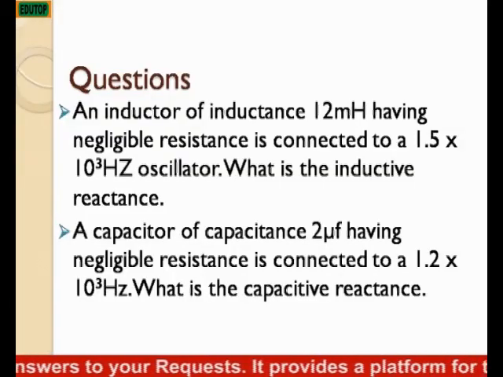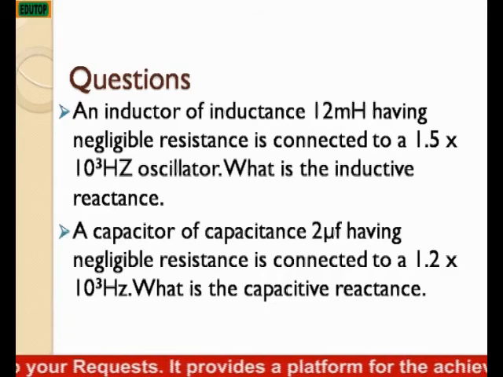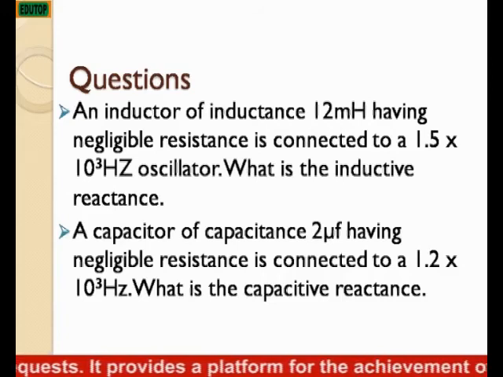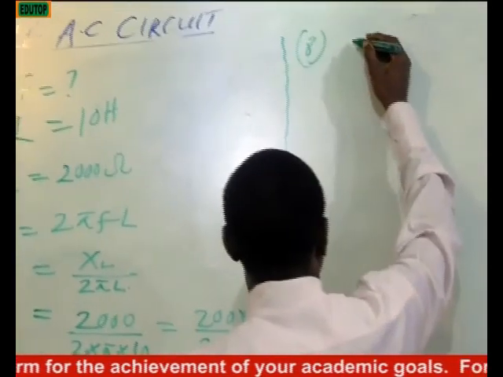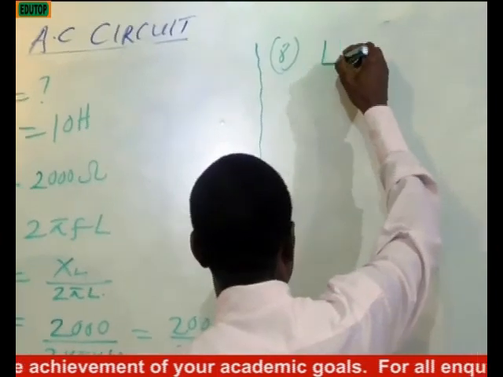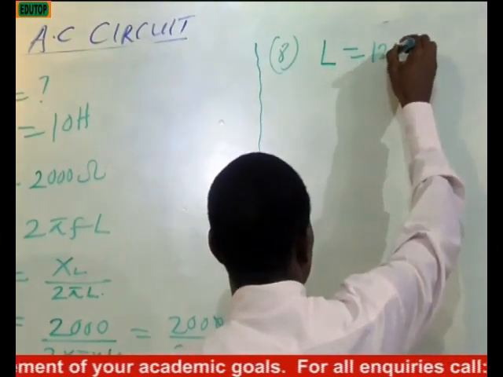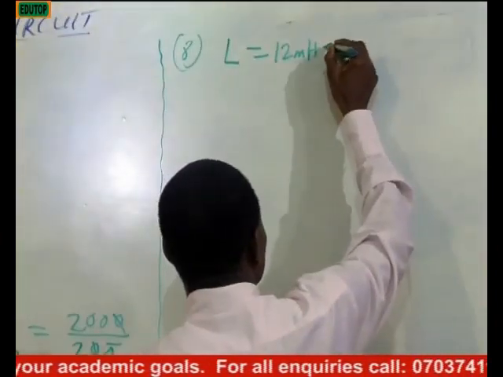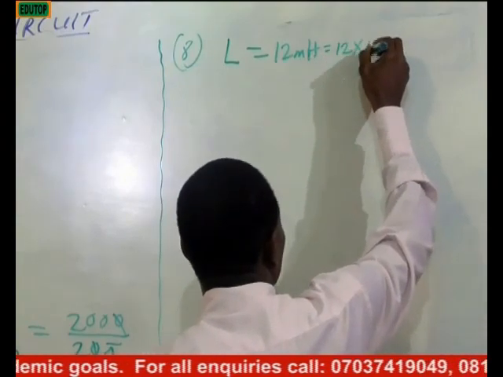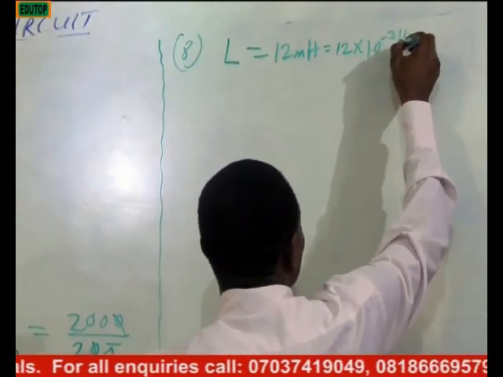Question number 8. An inductor of inductance 12 millihenry. Let's take the parameters one by one. Inductor of inductance L, which is 12 milli. Milli means 12 times 10 raised to the power minus 3 henry.